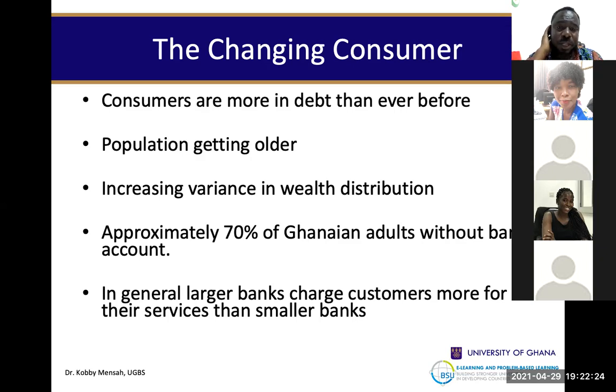Okay. Then population is getting older. Obviously, we have much younger populations. Increasing variance in wealth distribution, approximately 70% of Ghanaian adults without a bank account. But this particular point is being contested by the claims of the vice president. Is that the case? Who can actually expand on that one?